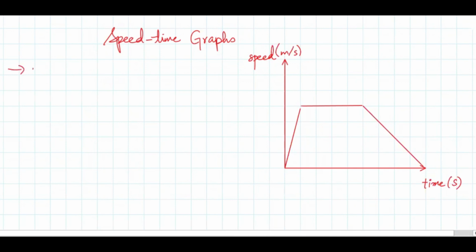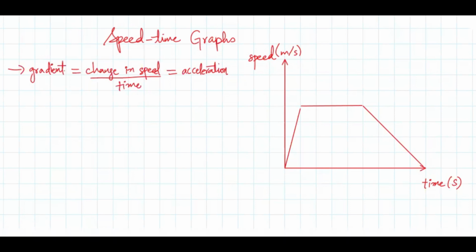Now this time, the gradient is again the change in y over change in x. So it's going to give you the change in speed per unit time. And that is acceleration. So the gradient of a speed time graph gives you the acceleration of the body. Again, we can have different regions. We can divide this in O, A, B, and C.